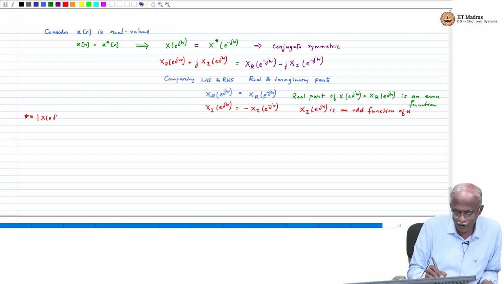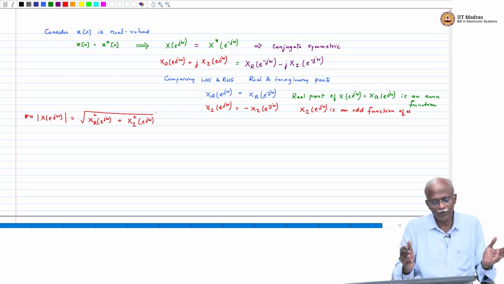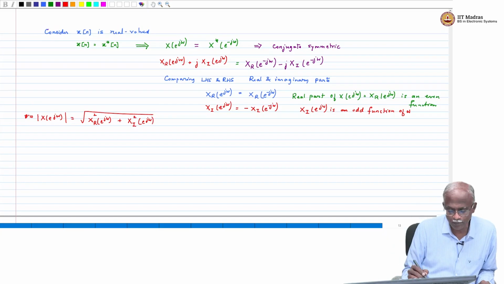What is the magnitude of the discrete time Fourier transform? This will be equal to the square root of the real part of X(e^{jω}) whole squared, plus the imaginary part also whole squared. That is how you define the magnitude of a complex number, real part squared and imaginary part squared.